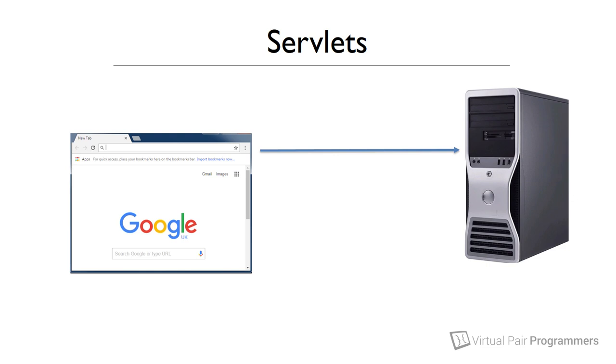The big difference then is that instead of a static page being sent back, in other words, an HTML file returned, Java code will run on the server. This code can be anything you like. It could talk to a database, it could calculate some data, it can do anything that you can do in Java.